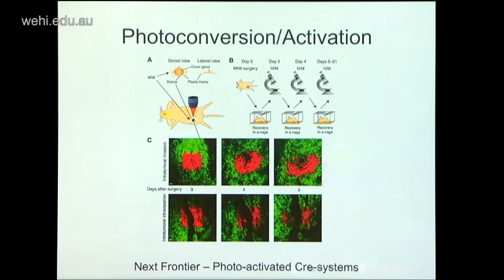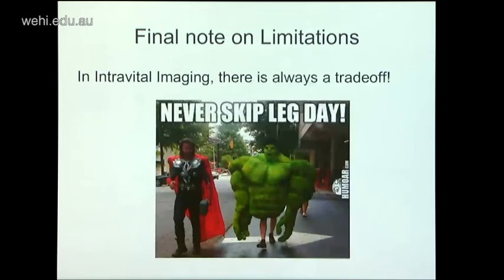There's a lot of work being done on this. Some people are doing it in zebrafish and doing it pretty well, and some people are doing it in mice. But once we have that, we can label those surviving leukemia cells and see where they go and what they do, and what was so special about them. So the final thing I want to say is on limitations.